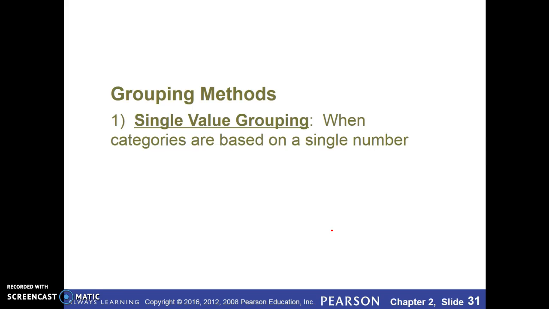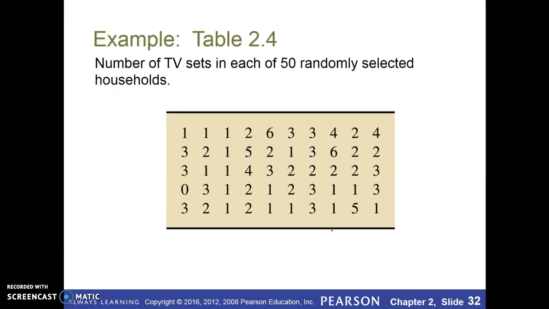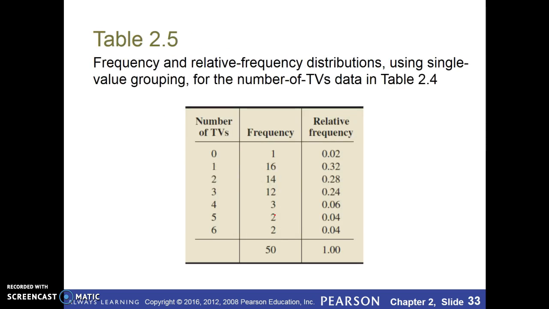The first type of grouping method is single value grouping, when categories are based on a single number. For example, if you were asked the question, how many TVs do you have in your house? And people answered with these numbers here. You could display this in a frequency or relative frequency distribution chart by putting them into categories of just one number apiece. One person has 0 TVs, there are 16 people who had just one TV, and so on. And here are the relative frequencies. So 0.2 would be the case because it's 10 out of 50.